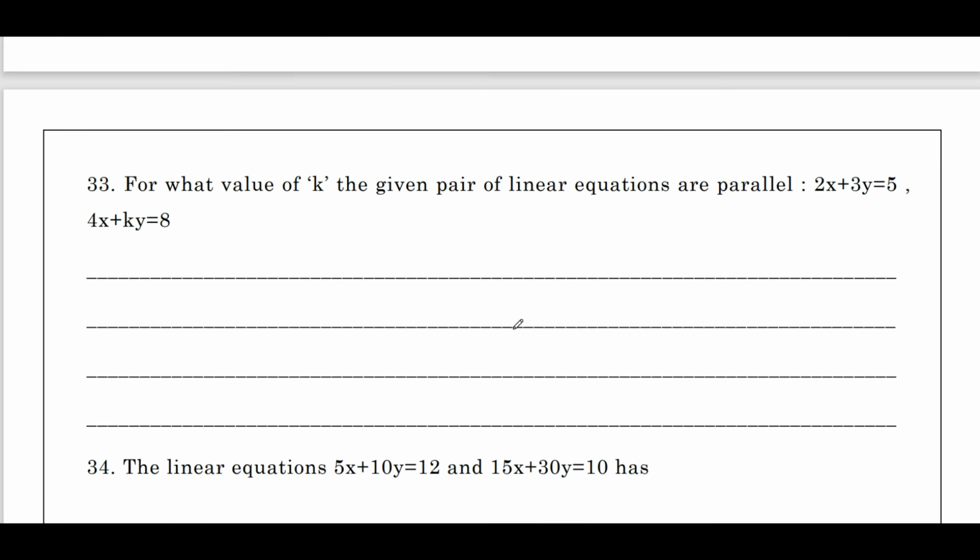Find the value of k for the given pair of linear equations which are parallel. By using the condition for parallel lines, a1 by a2 equals b1 by b2 not equal to c1 by c2, you can easily find out the value of k. Students, hardly it will take 20 to 30 seconds to solve. I've repeated the questions by changing the values. Do solve all these questions, and I've selected these questions from the previous year board papers.